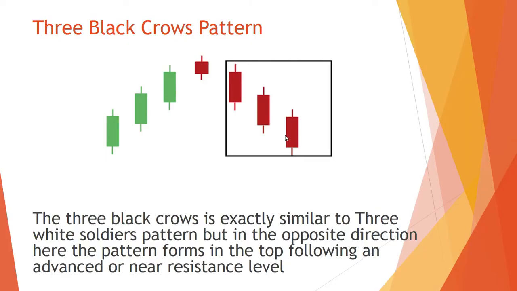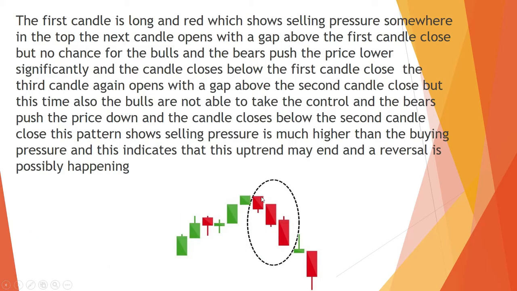The three black crows pattern. The three black crows pattern is exactly similar to the three white soldiers as we have seen in the previous slide, but in the opposite direction. Here the pattern forms at the top following an advance or near a resistance level. The first candle is long and red, which shows selling pressure somewhere at the top.